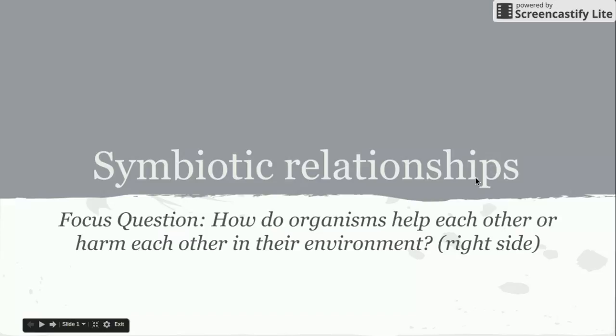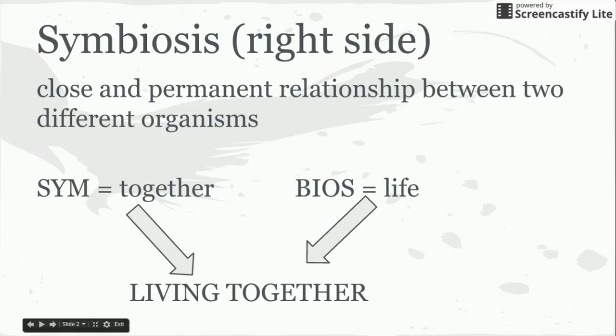Okay, so today we're going to talk about symbiotic relationships, and our focus question is how do organisms help each other or harm each other in their environment? So, symbiosis means a close and permanent relationship between two different organisms. If you were to break this word apart, you'd see that sym equals together and bios equals life, as in biology, the study of life. So, if you put the two together, you end up with living together.